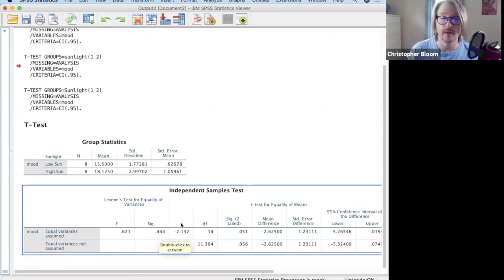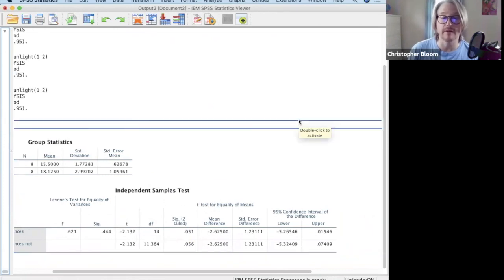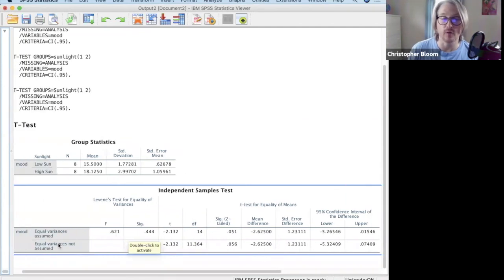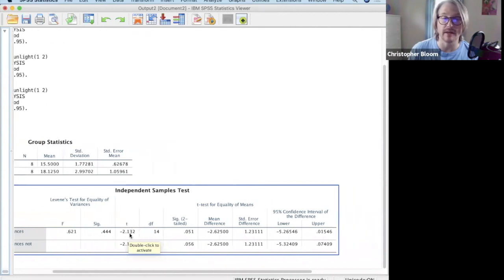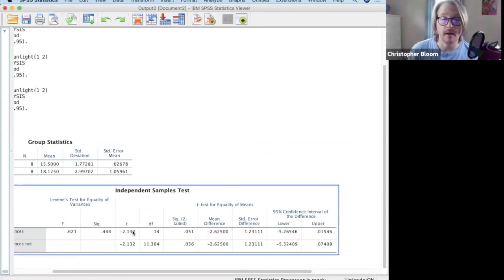Good news. But what we really want to pay attention to is this, the t-test for equality of means. I want you to see that your t-score is right here. Now you'll notice there's equal variances assumed, equal variances not assumed. We're going to use equal variances assumed because of our Levene's. Truth be told, we're always going to use it. Negative 2.132 is our t obtained. That's what we calculated previously. Degrees of freedom n minus 2, so that's 14. That makes sense. Here's our standard error of the difference, which we calculated.